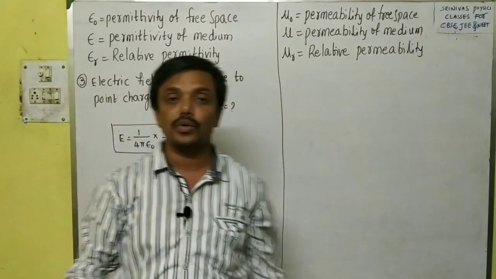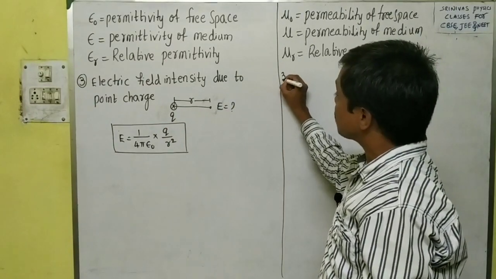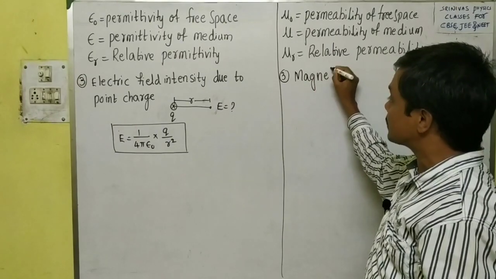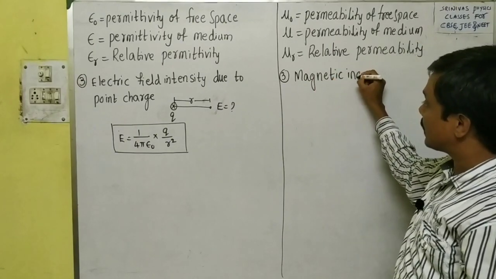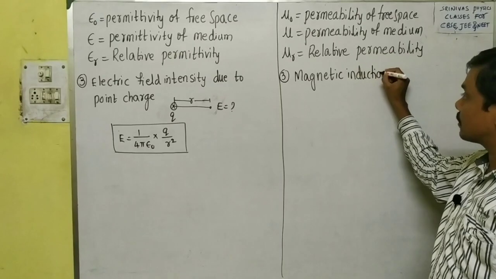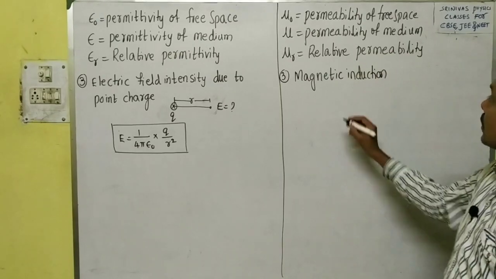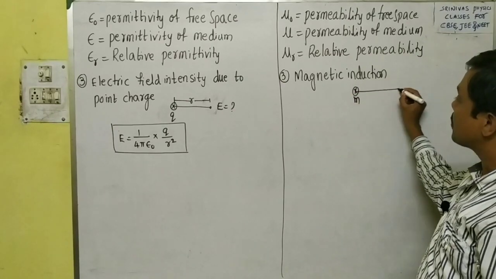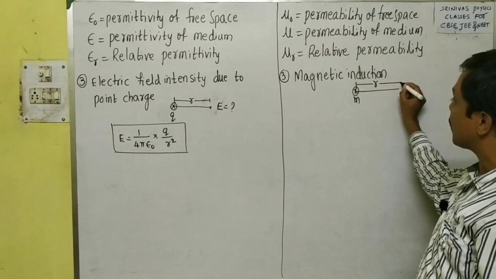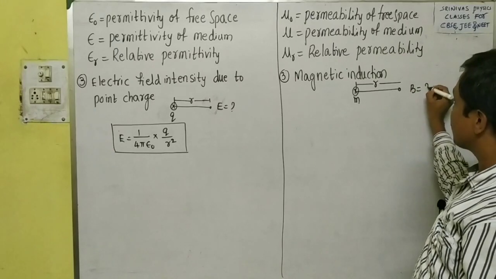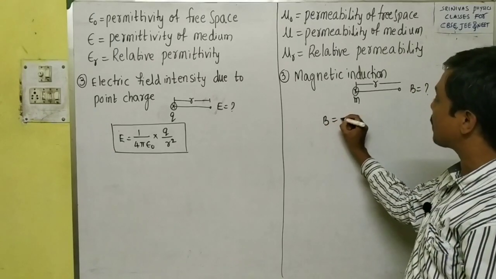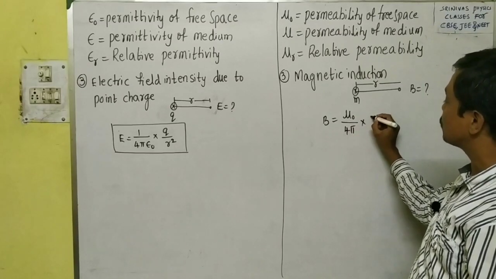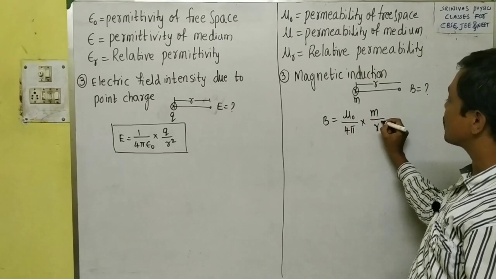This formula I want to write in magnetism. That is the magnetic induction, or the magnetic field strength. This is a pole strength m. From here at a distance R, if you want to find the B, the magnetic induction, the formula is mu naught by 4 pi into small m by r square.